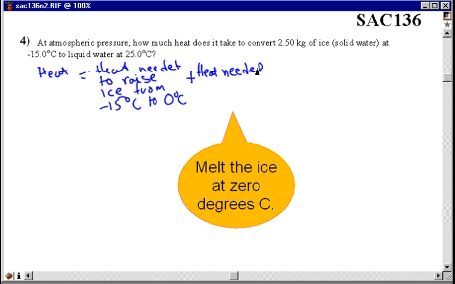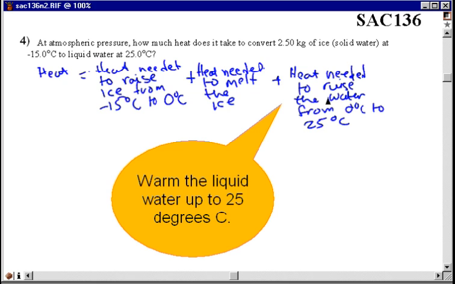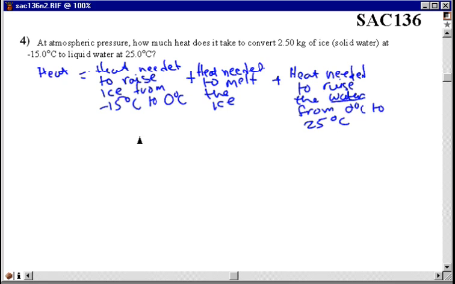We're going to add that to the heat needed to melt the ice, and then add that to the heat needed to raise the water from 0 degrees C to 25 degrees C. I'm going to use the term water for liquid water. You could write that as an equation using Q for heat: Q equals Q1, the heat to warm the ice, Q2, the melting heat, and Q3, the heat needed to raise the water temperature.